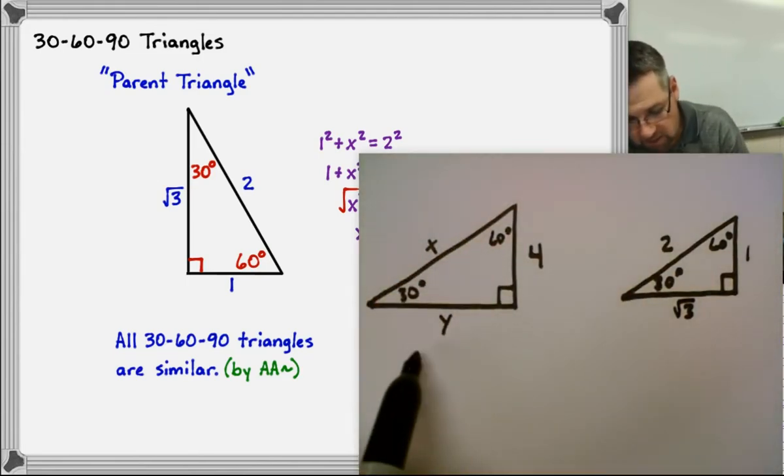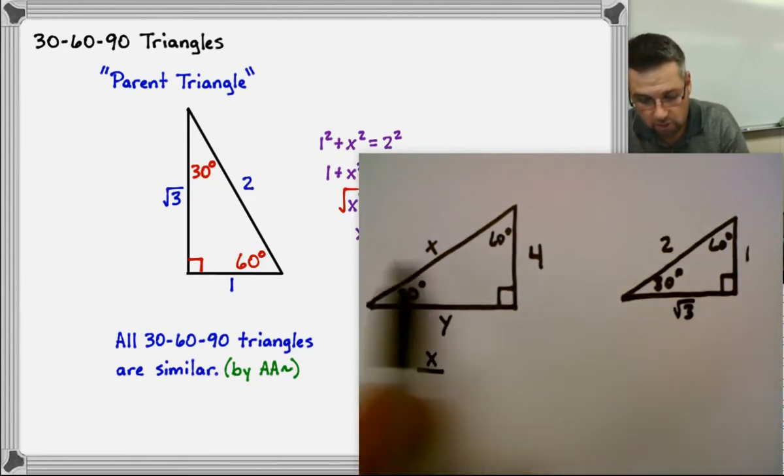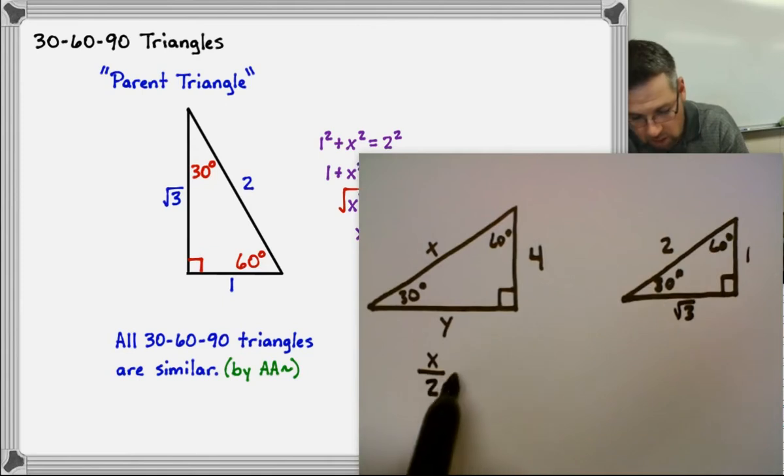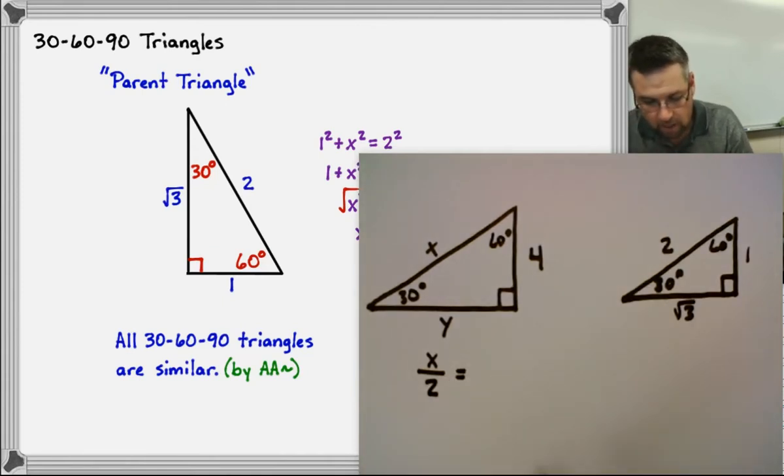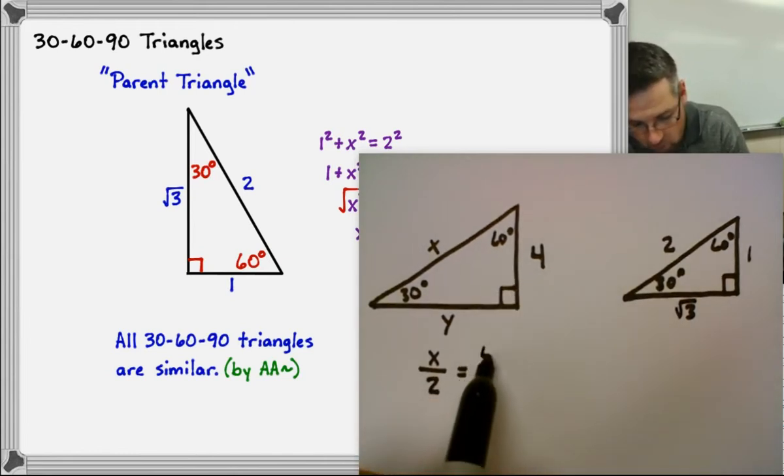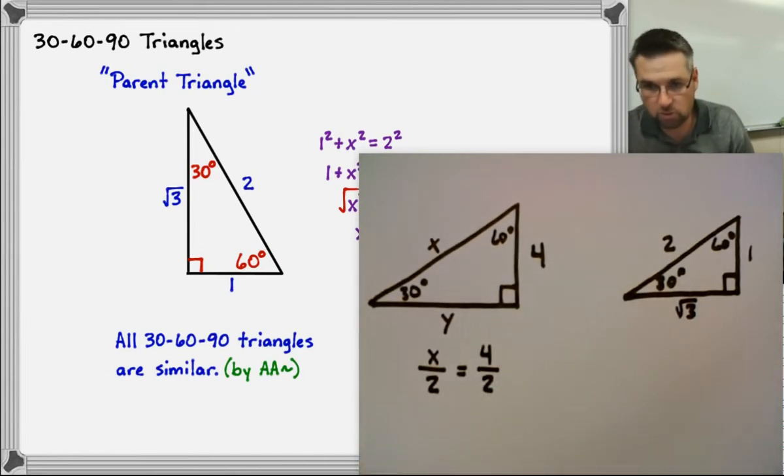So now we're going to just pick a side. Let's say I pick x. Well, what does x correspond with in the other triangle, in the parent triangle? X corresponds with 2. We're going to say equals 2. Now I could say y over rad 3, but that would be 2 variables. So I'm just going to stick with 4 over 2, okay? Because there's no variables there, okay?